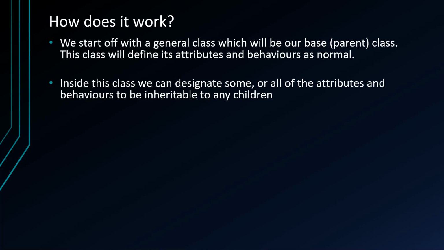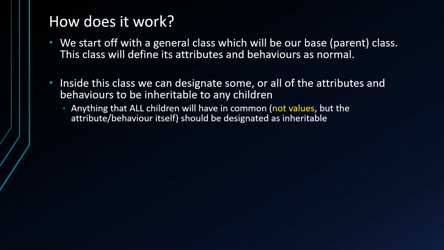Now, in terms of behaviors, there's going to be some behaviors that aren't going to be inheritable because they just may be public methods. They just may be things that whoever's going to use this class can just use, and it doesn't have to have anything to do with the children. So anything that all the children will have in common, not their values, but the attribute or behaviors themselves, should be designated as inheritable. Now, what do I mean with this?